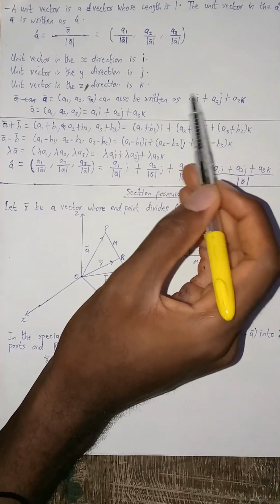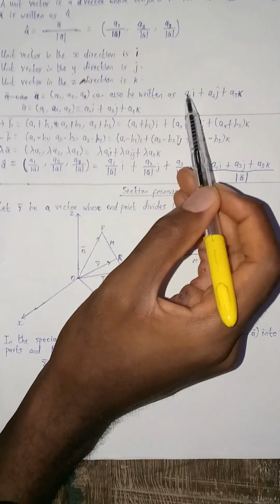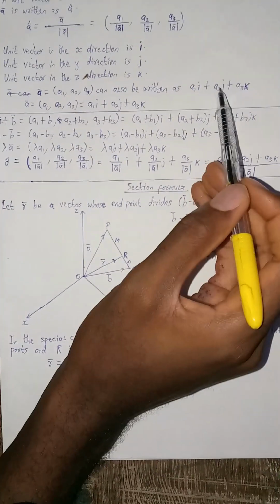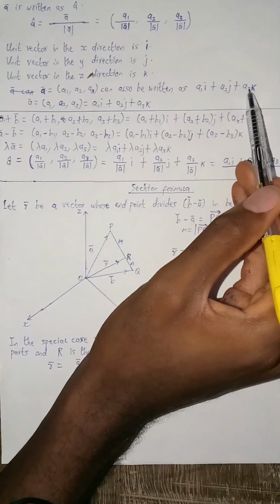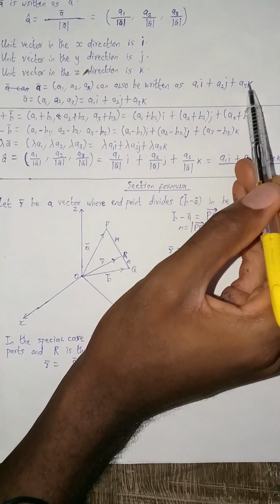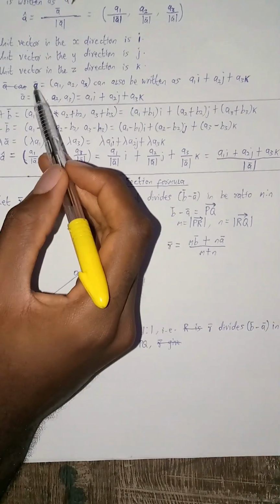So this part here is a vector of magnitude A1 in the x direction. This is a vector of magnitude A2 in the y direction. This is a vector of magnitude A3 in the z direction. Now, when you add up these three vectors, it's going to give you A.